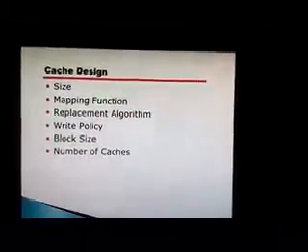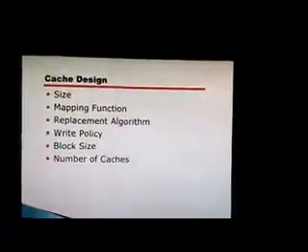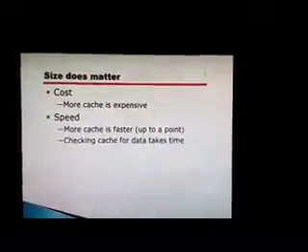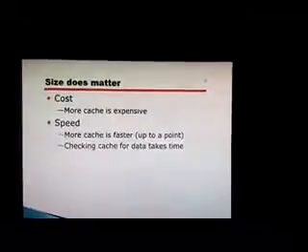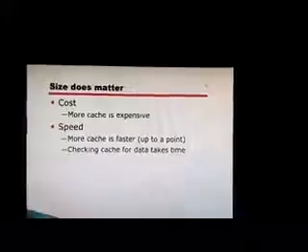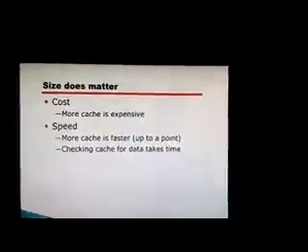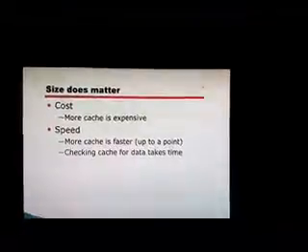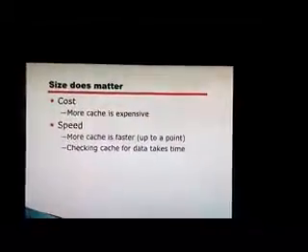Cache design: size, mapping function, placement algorithm, read policy, block size, number of caches. Size does matter. Cost: more cache is expensive. More cache, more cost. Speed: more cache is faster, up to a point. Checking cache for data takes time.